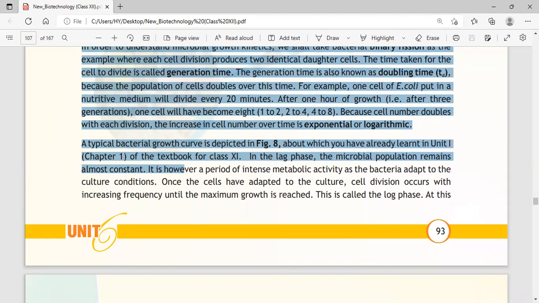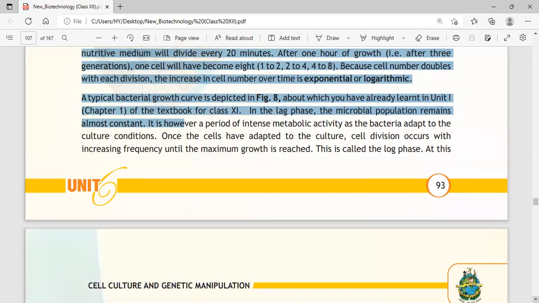A typical bacterial growth curve is depicted in the figure, and you have already learnt about it in Unit 1 of the textbook for class 11th. In the lag phase, the microbial population remains almost constant. It is, however, a period of intense metabolic activity as the bacteria adapt to the culture conditions.